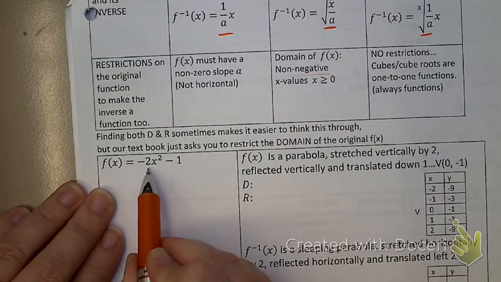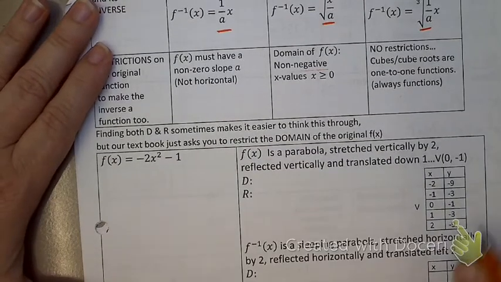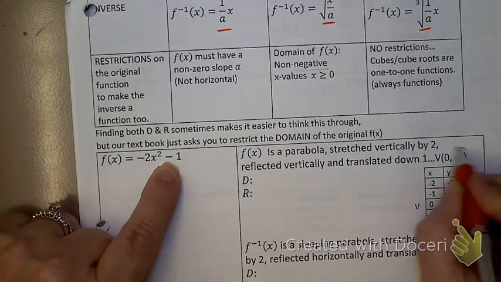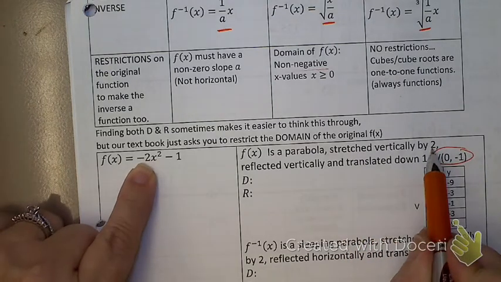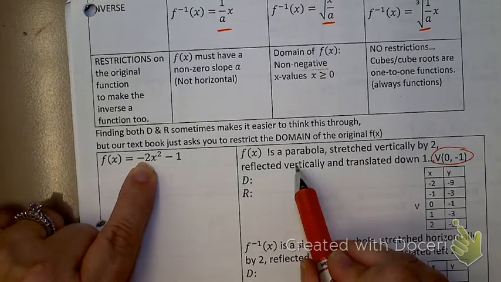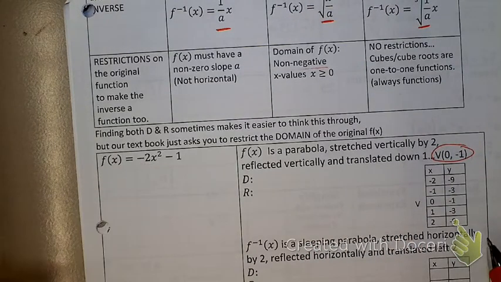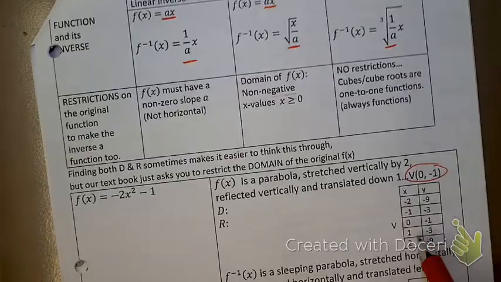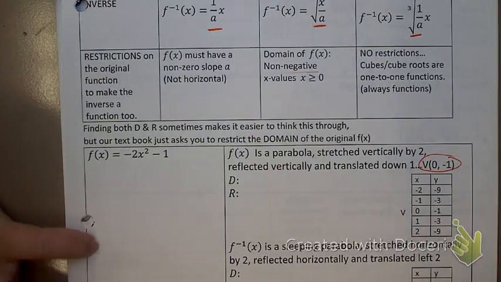So, starting with f of x. f of x is a parabola. It has a vertex of what? 0, negative 1. We've already got that written down. It's a parabola stretched vertically by 2, reflected vertically, and translated down 1. Okay, so she has our XY chart already there.